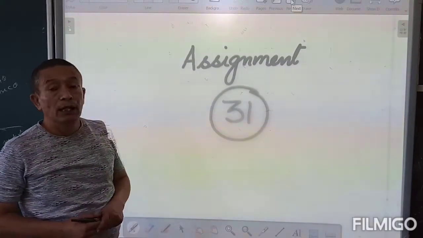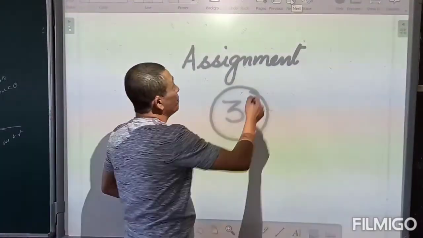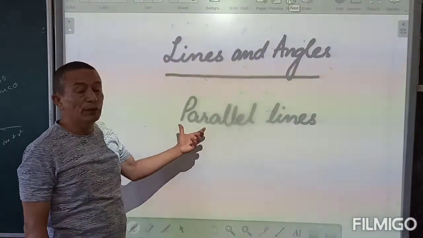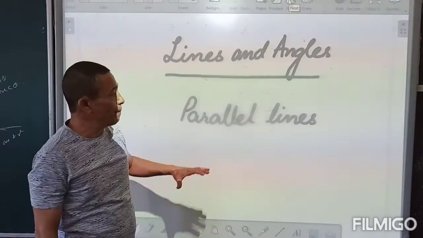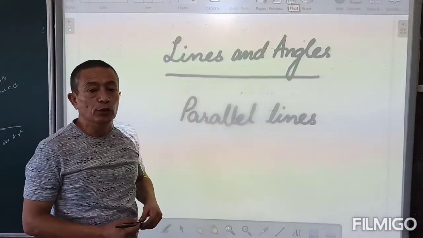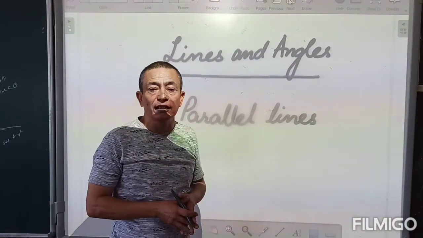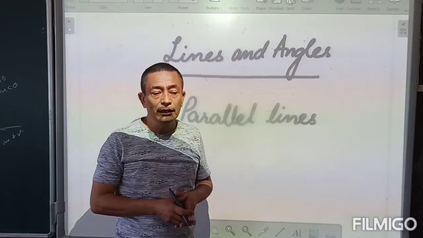So this is assignment number 31. We are continuing with lines and angles. We were doing parallel lines. In the earlier video, what I have done was I have shown you what are the different types of angles that are found in a parallel line.